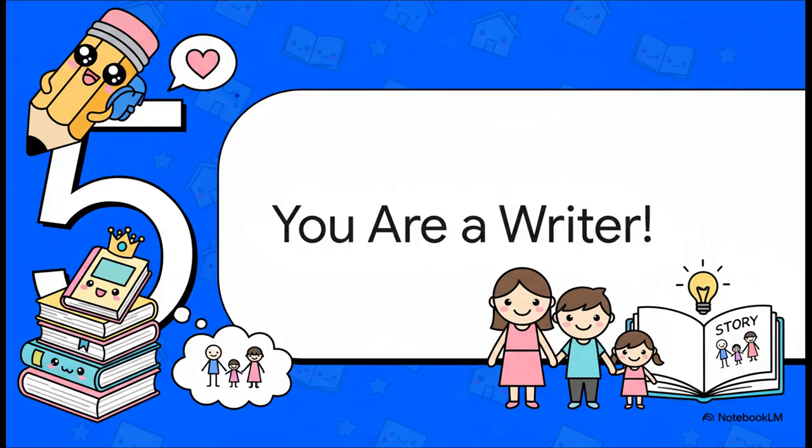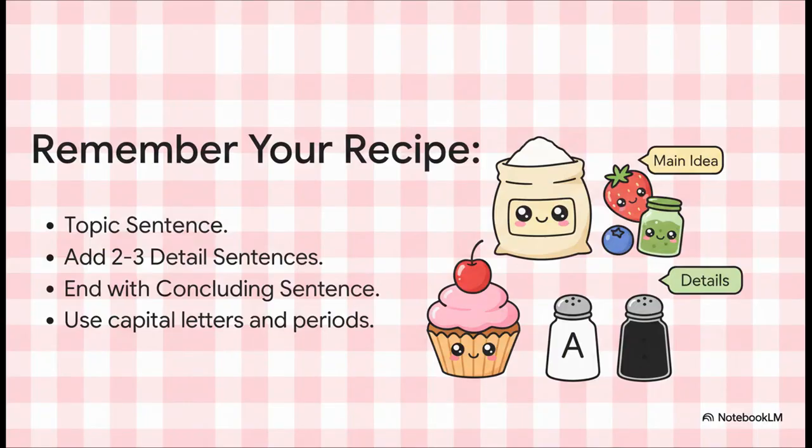All right, let's just do a quick recap of everything. You've seen the secret recipe. You've actually helped build a paragraph from scratch. You officially have all the tools you need to do this on your own. So just remember that recipe. 1. Start with a great topic sentence. 2. Add 2 or 3 sentences with more details. 3. End it with a strong concluding sentence. Oh, and of course, don't forget to start with a capital letter and end with a period.